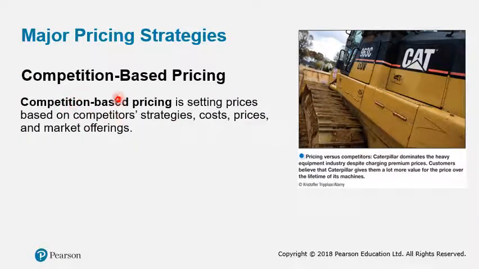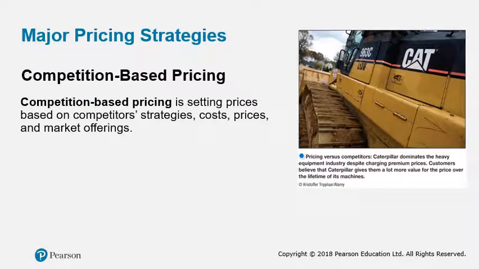Lastly, comparison-based pricing, which is very easy and simple, because you are setting the price of your product based on your competitors' strategies, costs, prices, and also their marketing offerings. This is basically by looking at your competitors' price. If your competitor gives a price of $5 for their product, you also set the price at $5. And if your competitor does a lot of promotion like buy one free one, you might also want to do a similar promotion like 50% off. That is just by looking at your competitors.